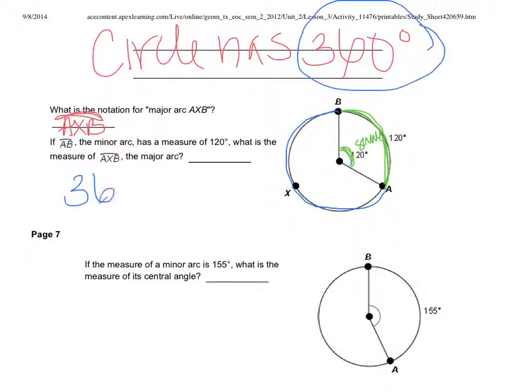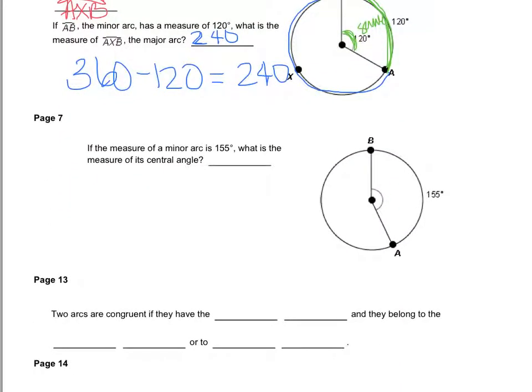I know part of it is 120, so I'll do 360 minus 120, which is going to give me 240. So my major arc would be 240. So the measure of the minor arc is 155. What's the measure of its central angle? Well, if that arc is 155, I know this piece is also 155. So my central angle is 155 degrees.